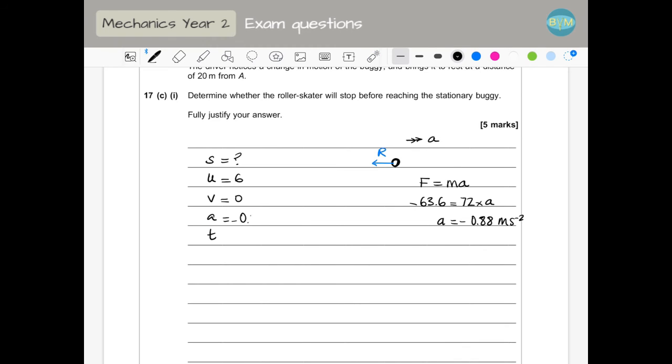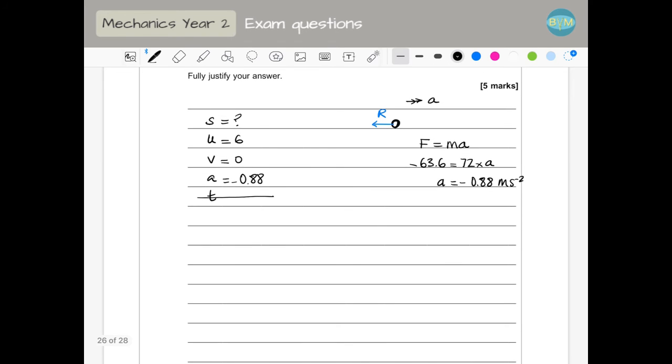So this is minus 0.88, and we don't need the time. So we are going to use a SUVAT equation without the time, which is this one. v squared is u squared plus 2as. v squared is 0. u squared, 6 squared. Minus, because it's deceleration, 2 times 0.88 s. So this minus comes from here. I just put it at the front. And from here, we get that s is 20.38 meters to 2 decimal places. Like here, this is to 2 decimal places.